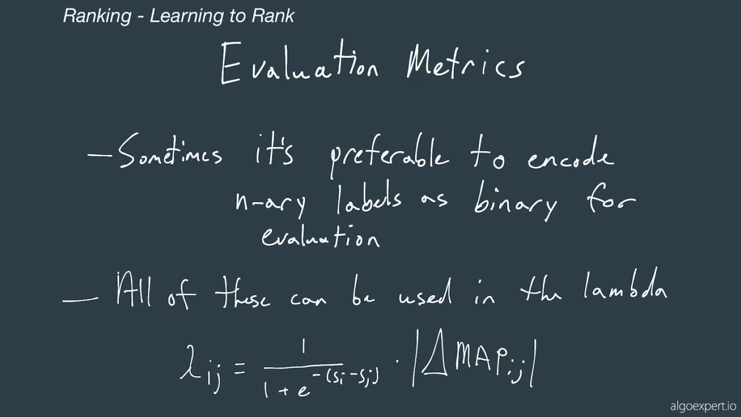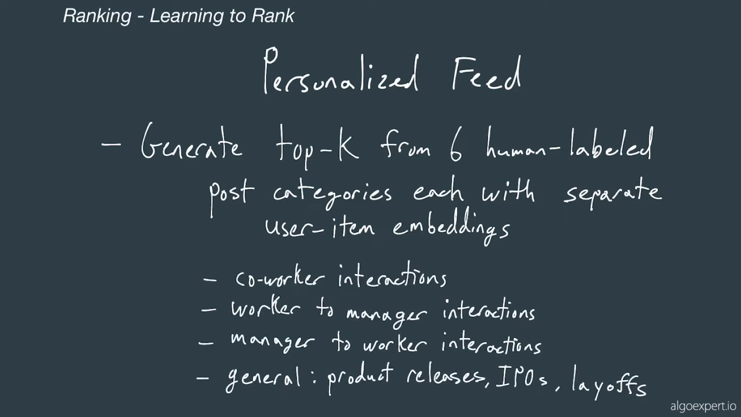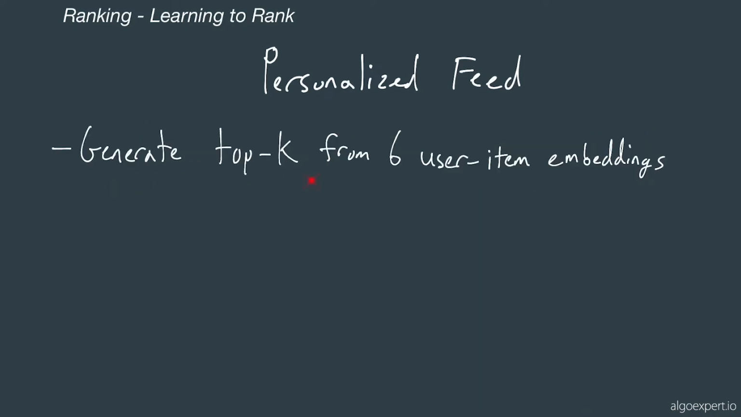So let's finally apply this to our personalized feed application. Our first step is to generate top K, and we're going to do that from 6 human-labeled post categories, each with separate user item embeddings. The 6 categories are going to be coworker interactions, worker-to-manager interactions, manager-to-worker interactions, and finally we're going to have a general category, which is made up of product releases, IPOs or acquisitions, and layoffs. Alright, so our first step is to generate the top K from those user item embeddings.